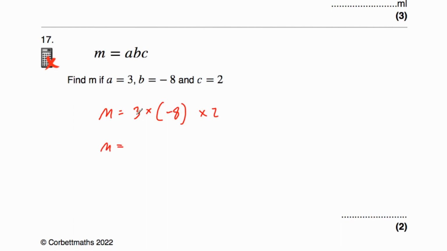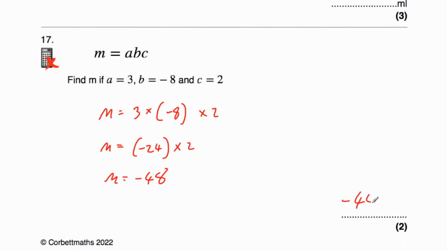So M is equal to 3 times negative 8. Well, 3 times 8 is 24, so 3 times negative 8 would be negative 24. And then we're going to times that by 2. Negative 24 times 2. Well, 24 times 2 is 48, so negative 24 times 2 would be negative 48. So M is equal to negative 48.